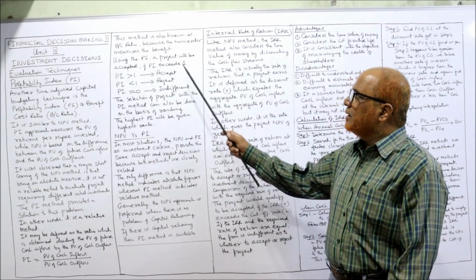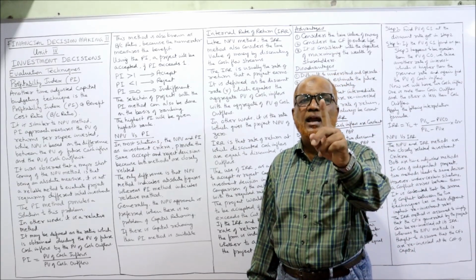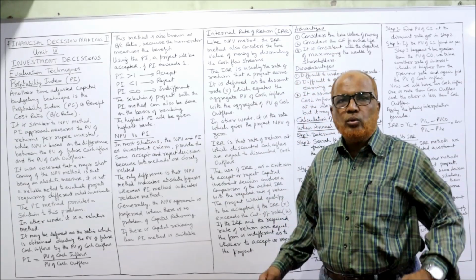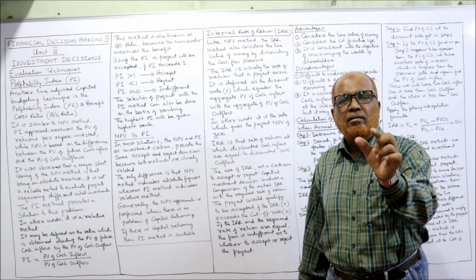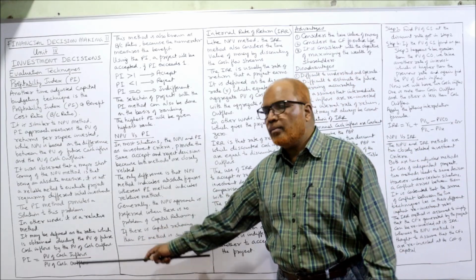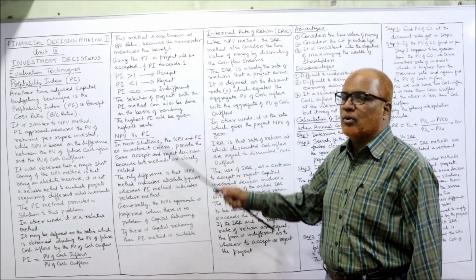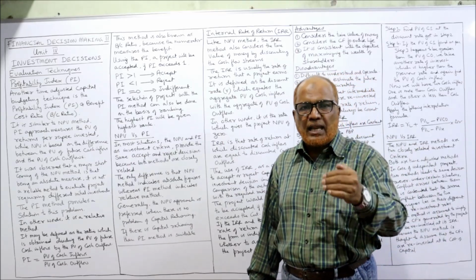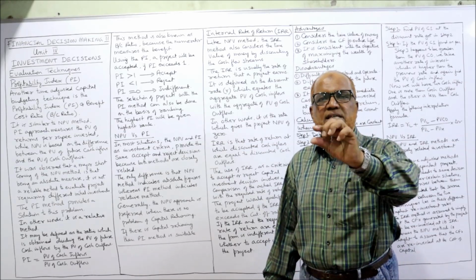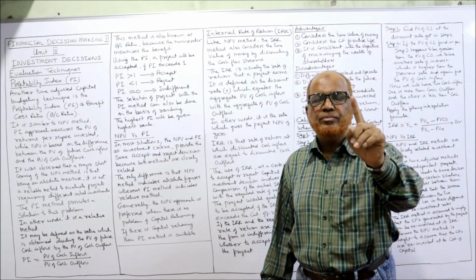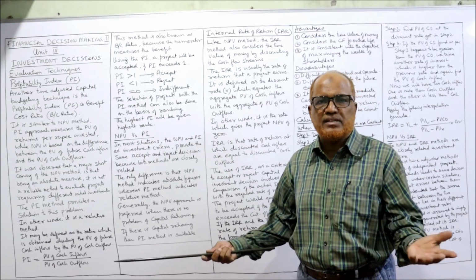Using the PI, the project will be accepted if the PI is greater than 1. Now, how to take the decision whether the project should be accepted or rejected? Calculate the PI by applying this formula. If the PI is more than 1, accept the project. If the PI is less than 1, reject the project. If the PI is exactly equal to 1, that means indifferent. Whether you accept or reject, both ways same.